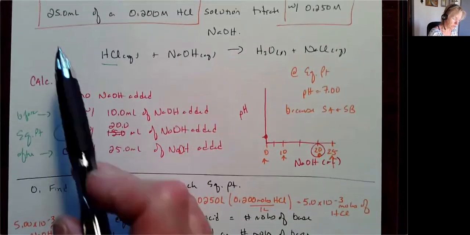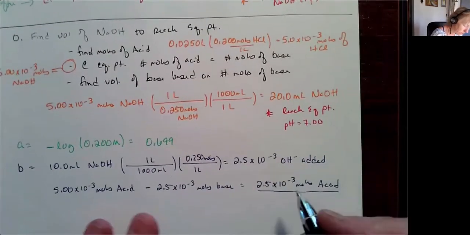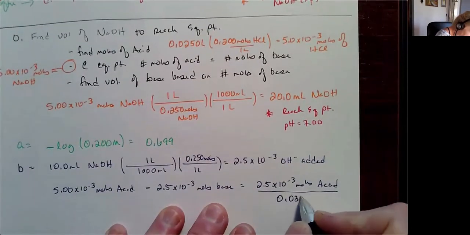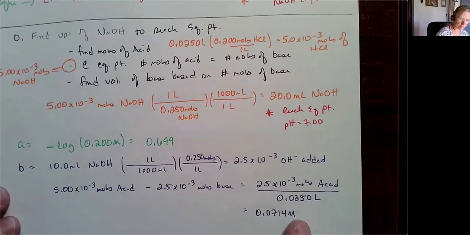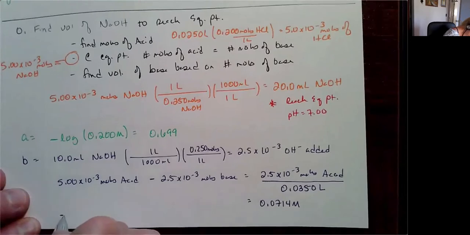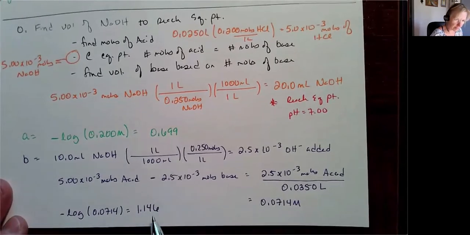So I started with 25 mils. I've added 10 mils. So my total volume then is going to be 0.350 milliliters. And then that's going to give me my new concentration of acid. And then to calculate the pH of that, I'm just going to take the negative log of it. So my pH has gone up, which I would expect because I have less concentration of my acid, but I still have an excess of my acid in there. I haven't reacted at all, so it's still going to be a relatively low pH.